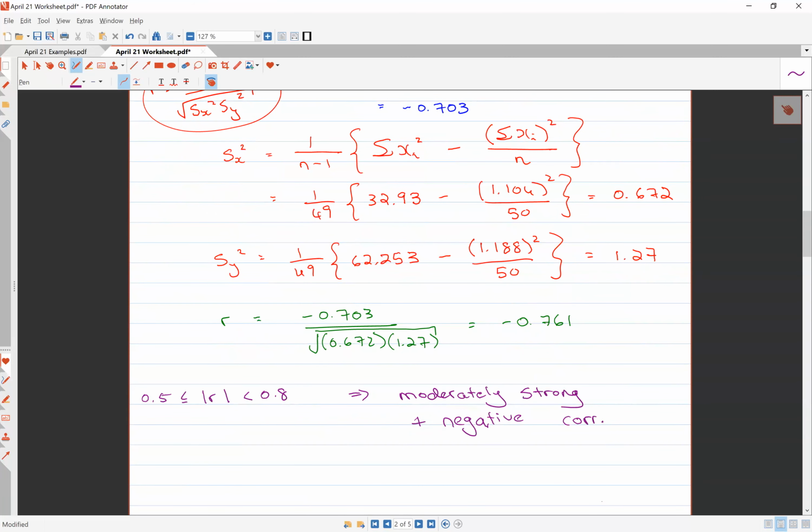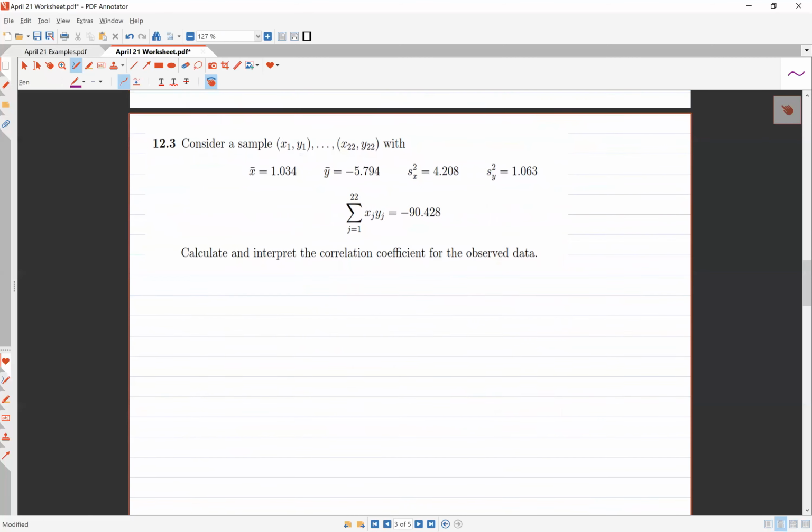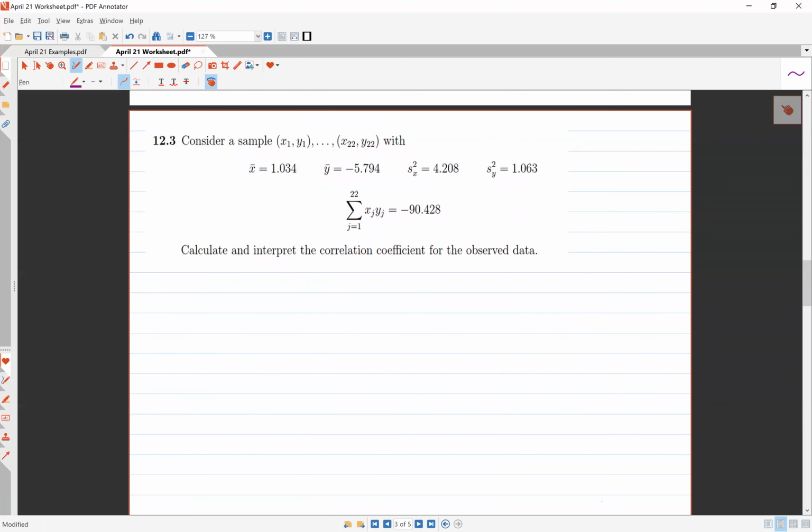And you can always add to the problem the caveat of saying that without a visual inspection, it's not possible to determine whether a linear correlation coefficient is the most appropriate summary measure. But if it is, this qualifies as a negative and moderately strong correlation. So we have another calculation example. Let's run through the next one, and then I'll check if you have any questions.